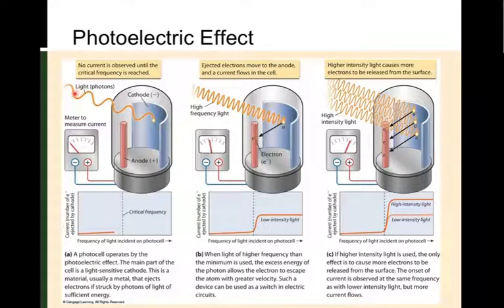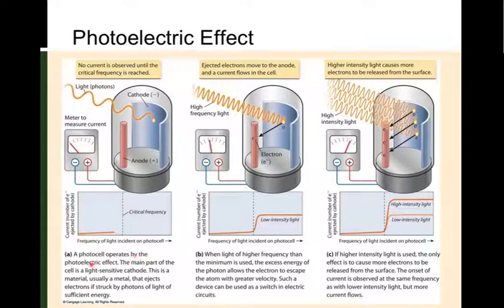So right now, this light, in terms of photons, is too low in energy, and the frequency is too low to actually eject any electrons. And so this light basically just passes through the cathode and nothing really happens. We can see here the frequency of the light incident on the photocell versus the current. So we have to reach some sort of critical frequency in order for the current to be registered.